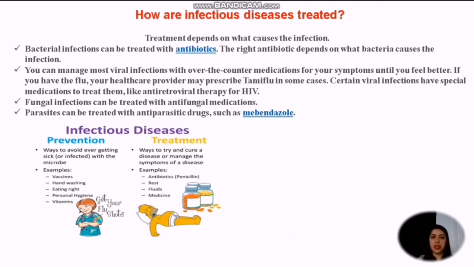How can we treat infectious diseases? There are several ways of treating. For example, bacterial infections we can treat with antibiotics. When we see a viral infection, we use antiviral drugs. Fungal infections can be treated with antifungal medications, and parasites can be treated with antiparasitic drugs, and so on.